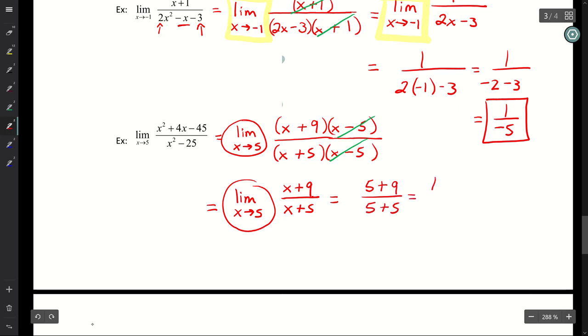Okay, so on the top, we have a 14. On the bottom, a 10. That's reducible by 2. So if I divide by 2, top and bottom there, I'll get a 7 over a 5. And then that would be the value of my limit.